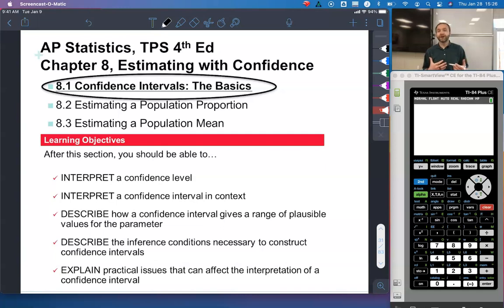The first 2 are interpreting a confidence level versus interpreting a confidence interval. 2 separate things, and making sure we can do them in context. Describing how a confidence interval gives a range of plausible values, and I like the word plausible because that's not the word possible, it's the word plausible. Interesting. Describing the inference conditions. So again, we've discussed conditions in previous videos for this, and then explaining practical issues that can affect the interpretation of a confidence level. So let's go ahead and get started.